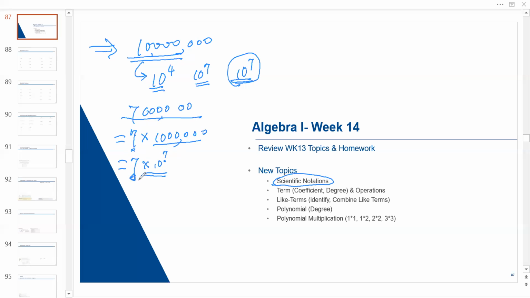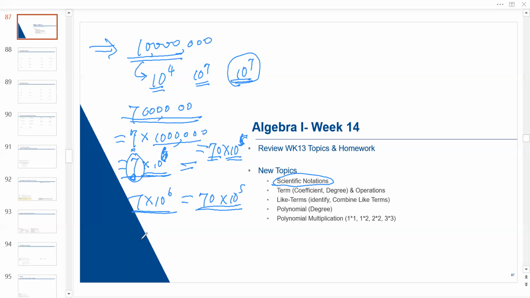We try to make sure when we do scientific notation, for this number, you can also write 70 times 10 power 5, I'm sorry, 10 power 5. The result is the same here, right? Just 7 times 10 power 6 is also equal here. We find this is not so simplified.